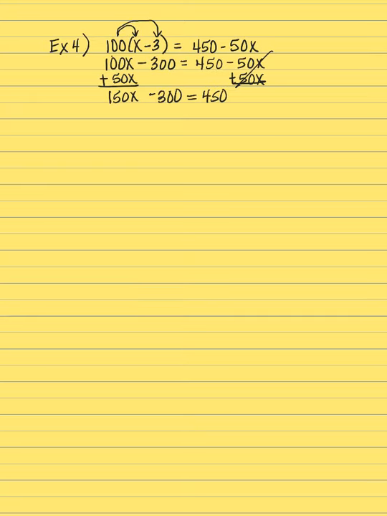Now you have a simple two-step equation, so let's do the opposite of the minus 300 and add 300. That's going to give me 750. Cancel out your plus and minus 300 and bring down your 150x. And then last, just divide both sides by 150 to get rid of that. And those cancel, leaving your answer x equals 750 divided by 150 is 5. And that's your final answer.